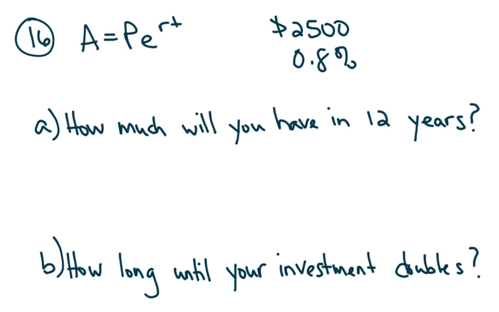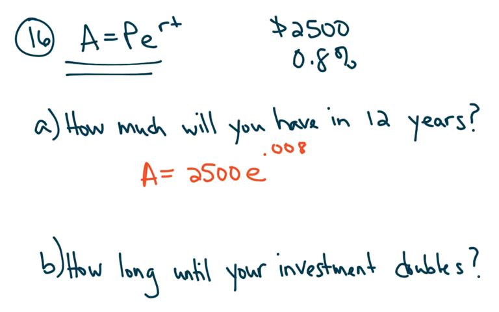Problem 16 says, if you invest $2,500 at an interest rate of 0.8% compounded continuously, and this is the equation for continuous compounding, how much will you have in 12 years? So the amount you'll have in 12 years will be $2,500 e raised to the 0.008 times 12. The one thing you always have to watch out for when doing these problems is what is the interest rate in decimal form.